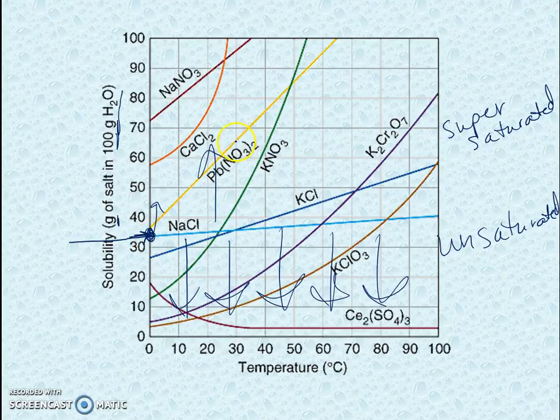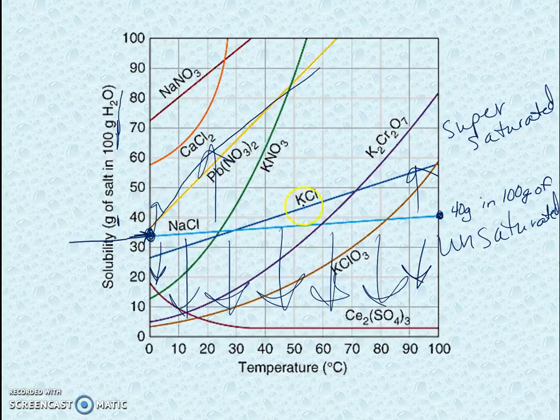If we go more than that, we've got a supersaturated solution. If we go less than that, we've got an unsaturated solution. Okay? If we had it at 100 degrees Celsius, then we could dissolve approximately 40 grams in 100 grams of water. Anything above that would be supersaturated. Anything below that would be unsaturated. Okay, we can do the same thing with all of these, like lead(II) nitrate and potassium chloride. It helps us define how much solute we would need to make a saturated, unsaturated, or supersaturated solution at a given temperature.